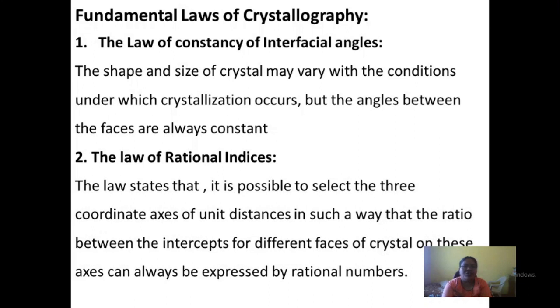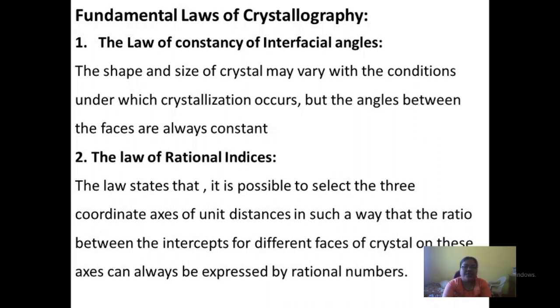Then fundamental laws of crystallography. It includes the law of constancy of interfacial angles, the law of rational indices, the law of symmetry. We'll see these one by one. The law of constancy of interfacial angles: the shape and size of crystal may vary with the conditions under which crystallization occurs, but the angles between the faces are always constant.